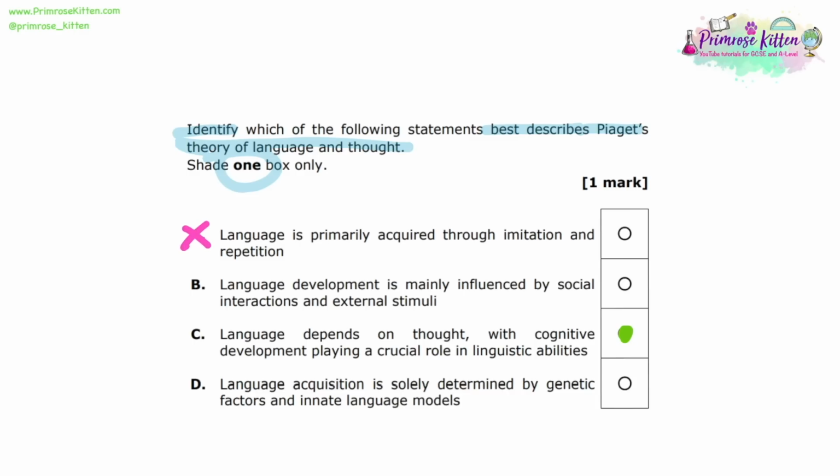Option A is incorrect, as Piaget's theory emphasises the role of cognitive development rather than just imitation and repetition in language acquisition. This option really hints at social learning theory. Option B is also incorrect because while social interactions are considered important, Piaget's theory places more emphasis on the internal cognitive structures guiding language development. Option D, finally, is also incorrect, as Piaget did not believe that language acquisition was solely determined by genetic factors. Instead, he emphasised the interactive influence of cognitive growth and the environmental experiences on language development.